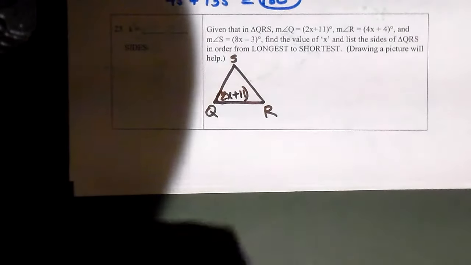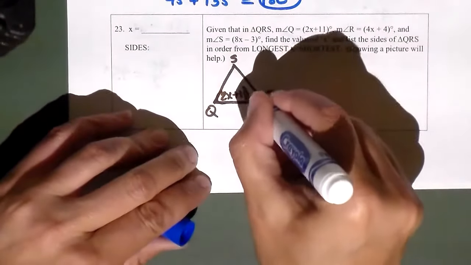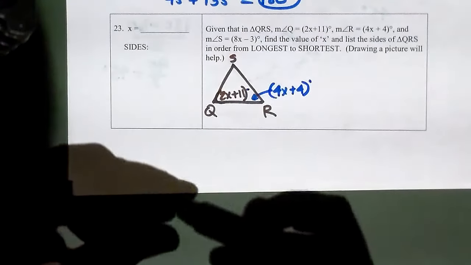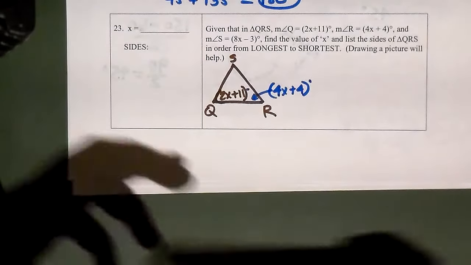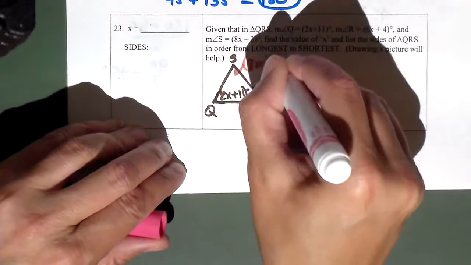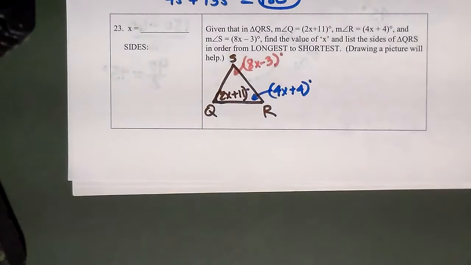Angle R is, I'm going to put a little arrow there, 4x plus 4 degrees. Okay, degree marker. And angle S is 8x minus 3. Okay. Find the value of x and list the sides of QRS in order from longest to shortest.